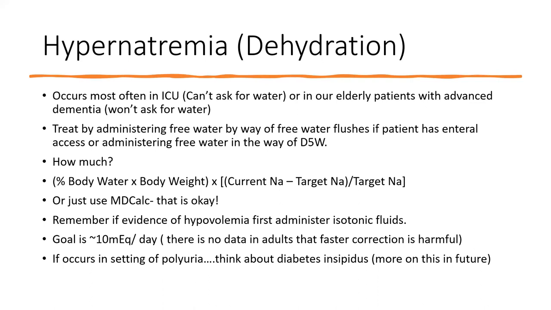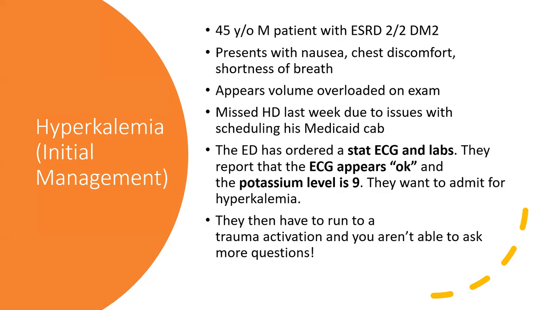The rate of correction for hypernatremia is 10 to 12. There's no data that shows that there's ever been a case of cerebral edema from overcorrection in patients with hypernatremia. Regardless, everyone feels safer just going 10 to 12. But understand that if it goes a little faster, you're probably going to be just fine. We won't talk about diabetes insipidus now, but it's something to think about in some of these patients as well. All right, so potassium.